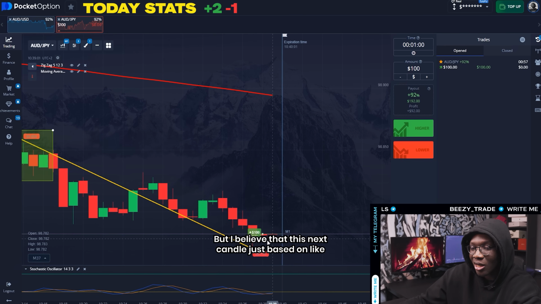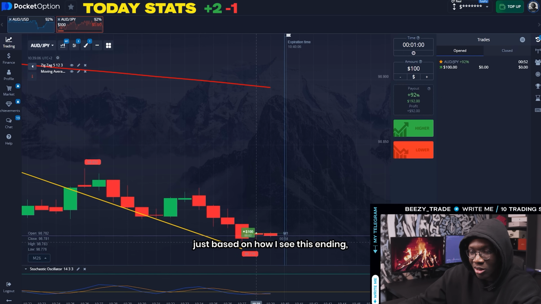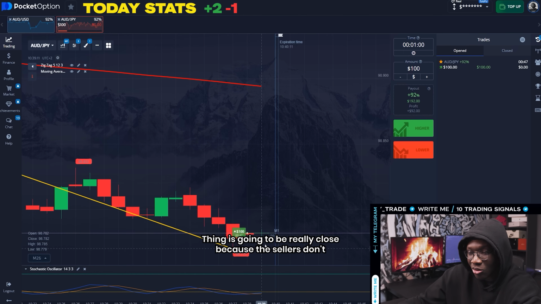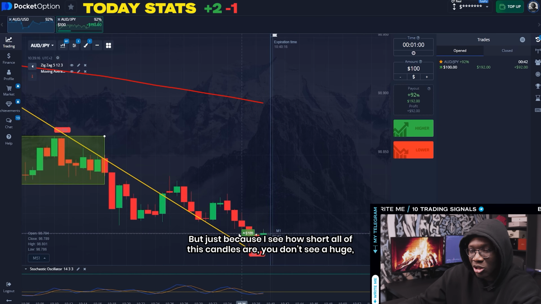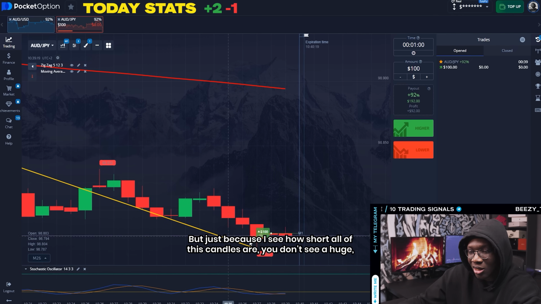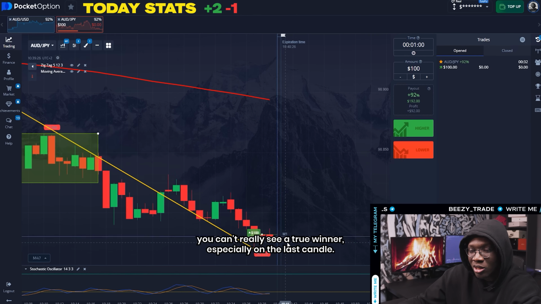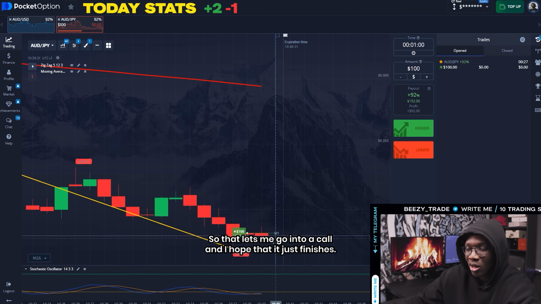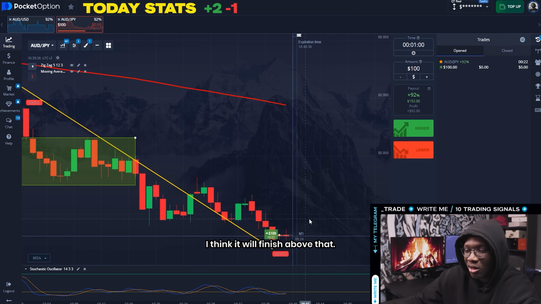But I believe that this next candle, just based on how I see this ending, I can see the buyers really pushing that up. I think it's going to be really close because the sellers don't really want to give a position on here as well. But just because I see how short all of these candles are, you can't really see a true winner, especially on the last candle. So that lets me go into a call, and I hope that it just finishes. I think it will finish above that.